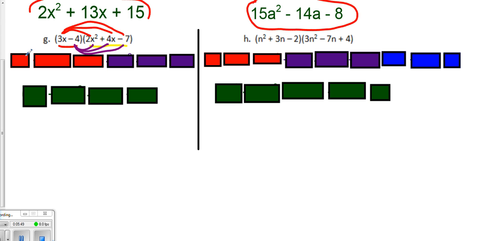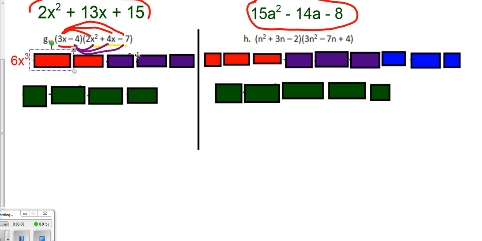So in the end, we're going to end up with 6 different terms that you can see, and then we'll combine them down to whichever ones actually will combine. So we'll do 3x times 2x squared, and that'll become 6x cubed.